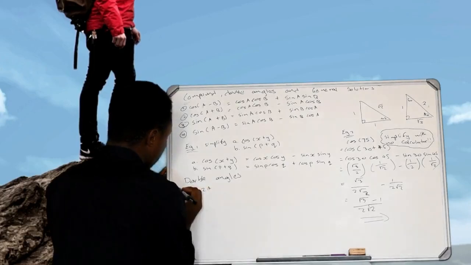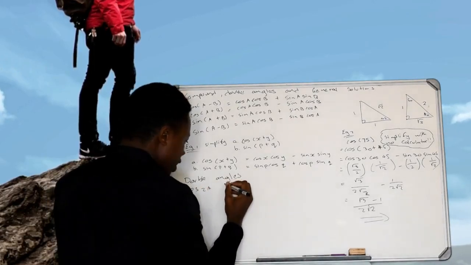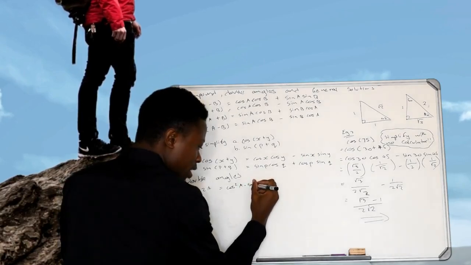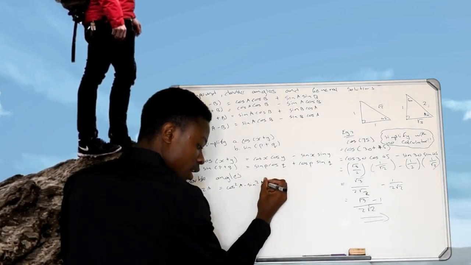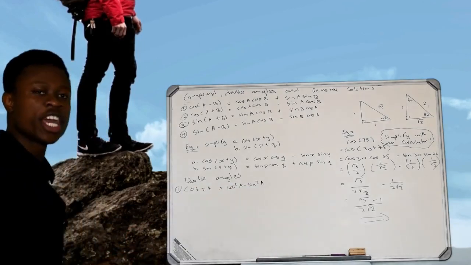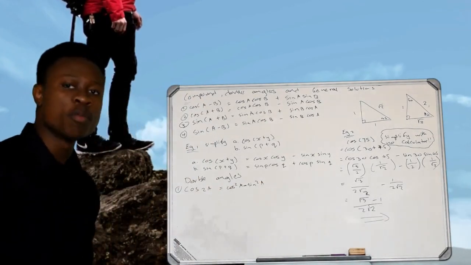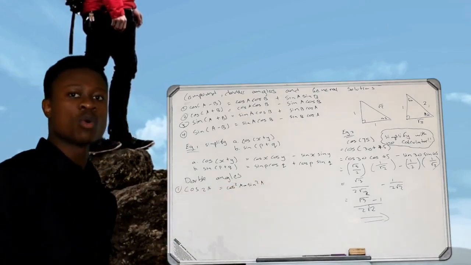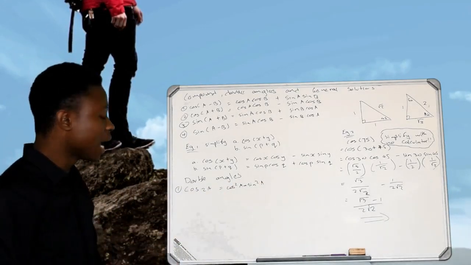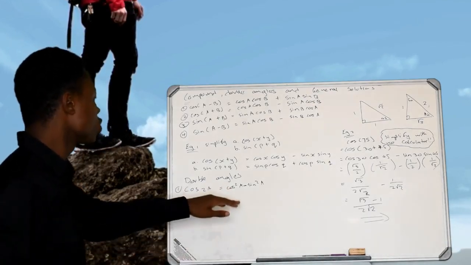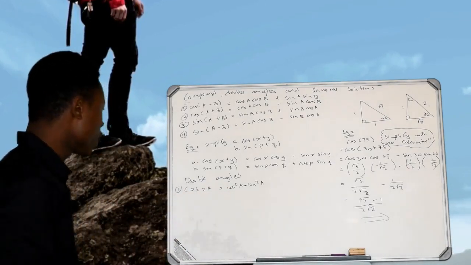Cos 2a is equal to cos squared a minus sine squared a, right? That's the first variation of the cos rule. So all you need to remember is the first one, and then the other ones you can just change by using the variation, right?